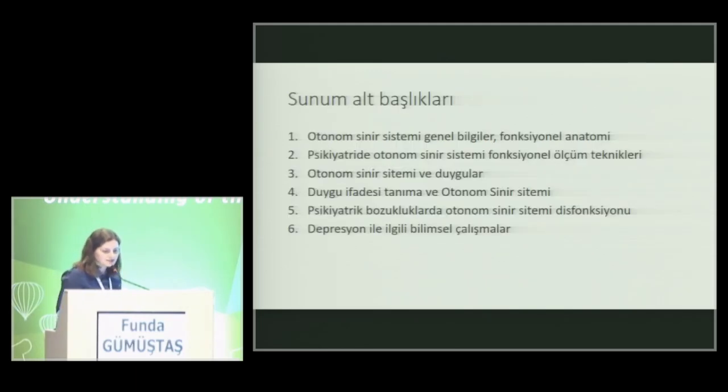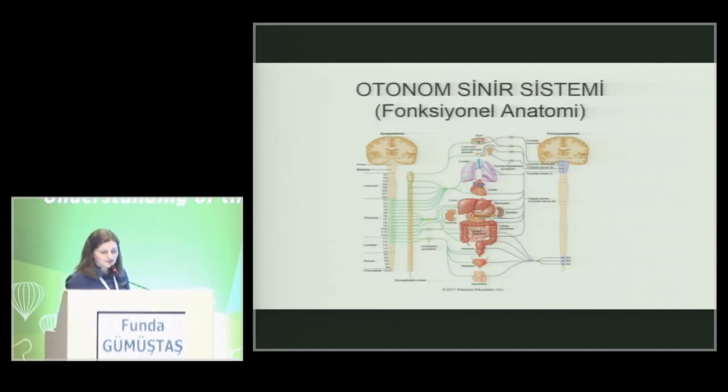If you take a look at our subtitles, first of all I will convey the general knowledge of the autonomic nervous system, then functional measurement techniques of the autonomic nervous system in psychiatry will be the second subtitle. The autonomic nervous system and emotions and their activation will be another subtitle. There are many studies going on with regards to emotion expression recognition, and with regards to autonomic nervous dysfunction I will convey a couple of pieces of information, and I will touch upon the points of depression.